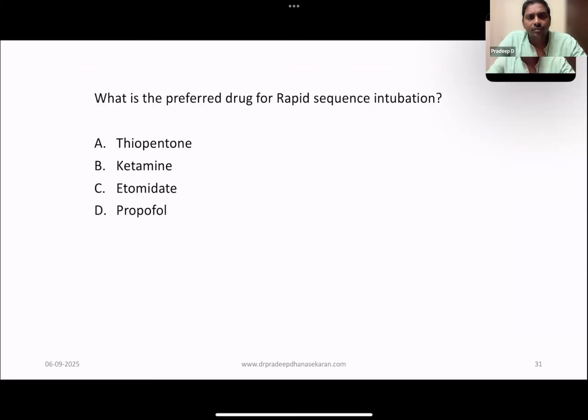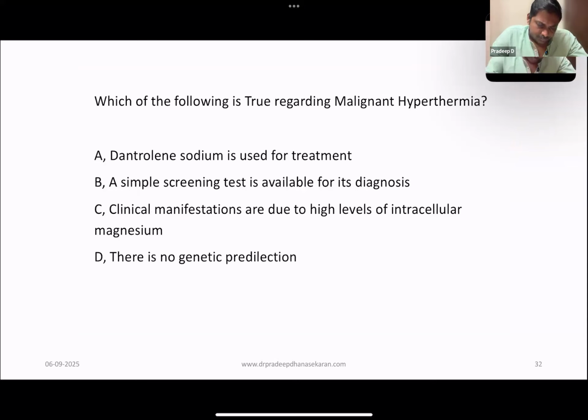Now, can you answer the question? What is the preferred drug for rapid sequence intubation? We all know it's ketamine. Then there was a question about malignant hyperthermia, right? Which of the following is true regarding malignant hyperthermia?